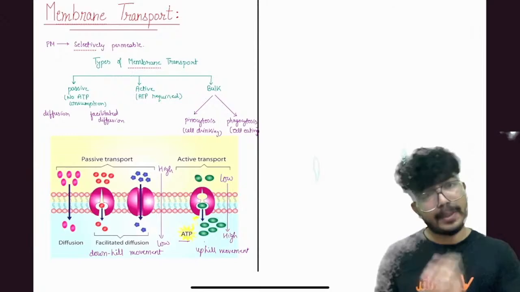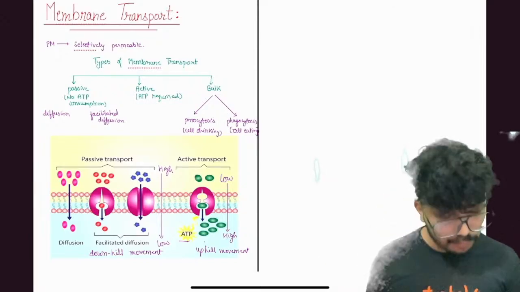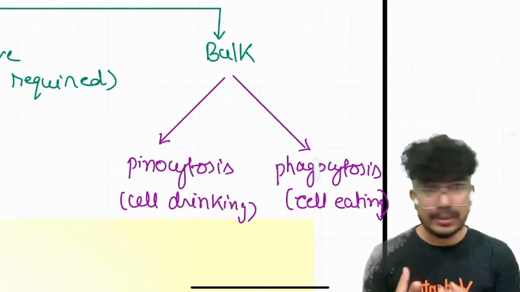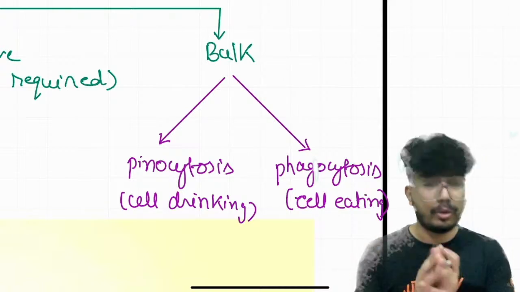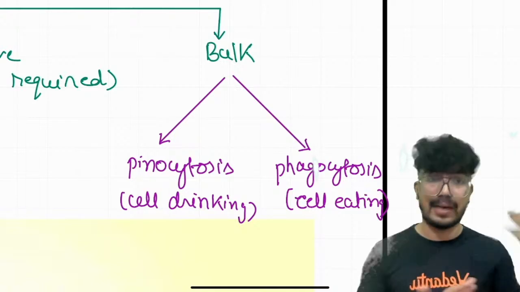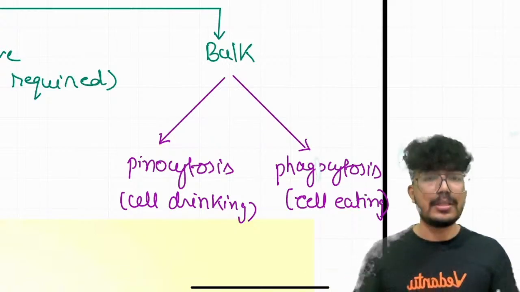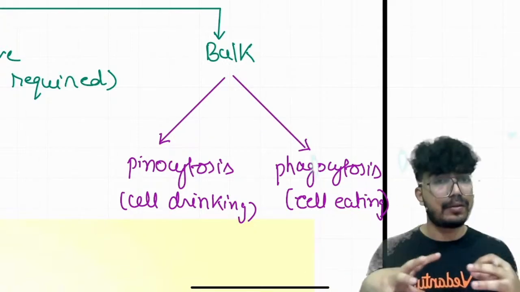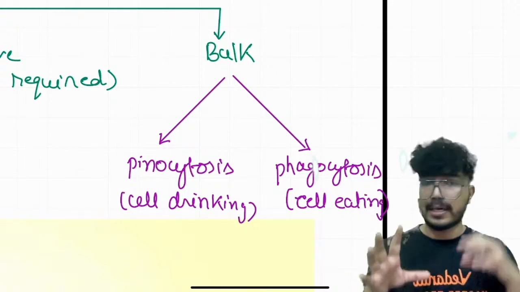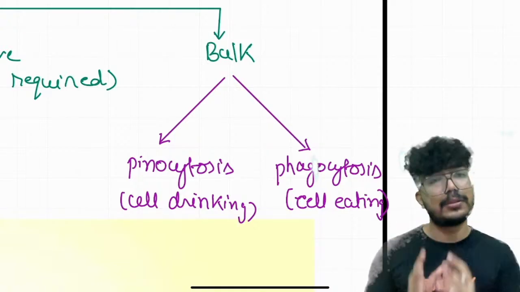And then bulk transport, pinocytosis and phagocytosis. I would like to give you this as your research homework. You have to read about pinocytosis and phagocytosis. I'll just drop you some terms that you have to look for in some good research papers, some good books. Pinocytosis is further of two types: selective pinocytosis and non-selective pinocytosis. You will find terms like receptor mediated pinocytosis. Then phagocytosis, which you have been studying for amoeba, cell eating. You have to research about these terms from some good research papers or books.